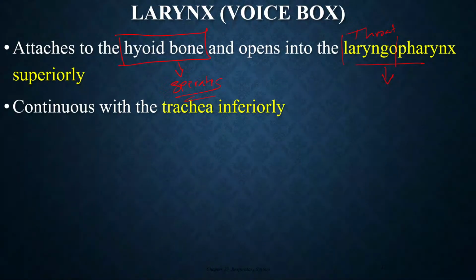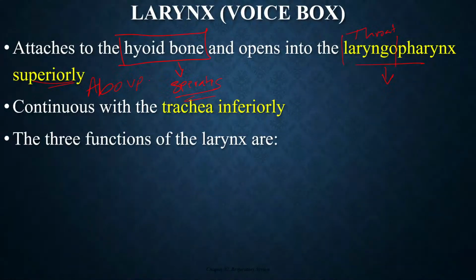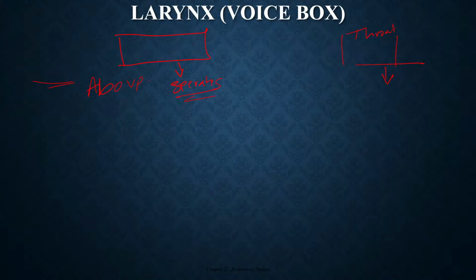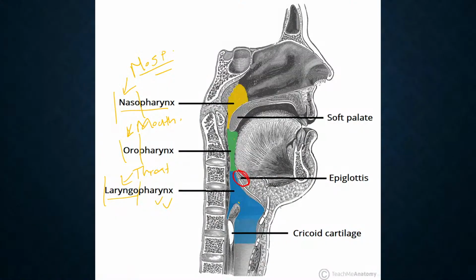Superiorly, superior simply means above. So it's continuous with the trachea, inferiorly to mean below, to mean the trachea is below it, and the laryngopharynx is above it. So how can we locate it here? If this is the trachea, this one here, from here going downwards, the one in red going downwards, if this one is the trachea, then the laryngopharynx is superior. It is above the trachea.